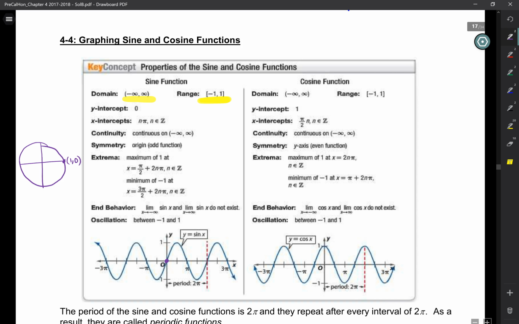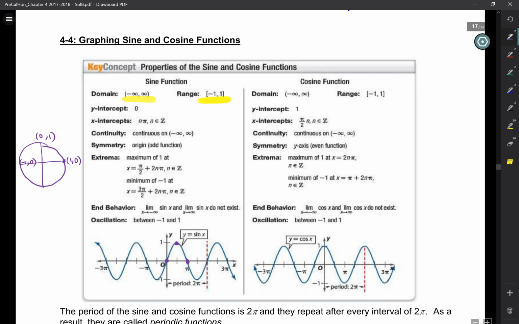Now, what about when the angle is pi over 2? What's the sine value? It's 1. So at pi over 2, the y value is 1. Sine of x is 1. At pi, we're at (-1, 0). What's the sine value? 0. So when theta is pi, the sine is 0. So the x-axis represents the angle, and the y-axis represents the value of the sine.